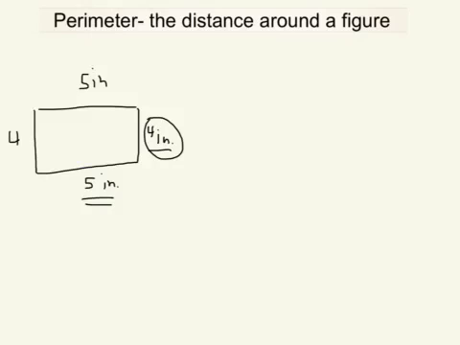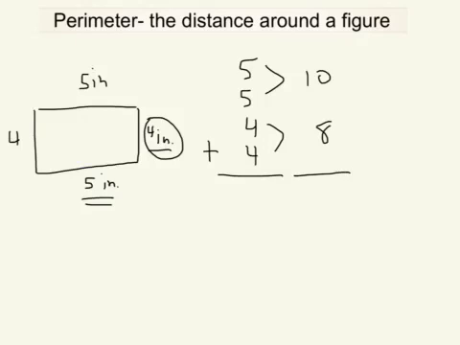Now we're going to use this information to find the perimeter. What we want to do is add up the lengths of all the sides. So we have 5 inches plus 5 inches plus 4 inches plus 4 inches. Okay, of course, 5 plus 5 is 10, 4 plus 4 is 8, and 10 plus 8 is 18, which gives us a perimeter of this rectangle of 18 inches.